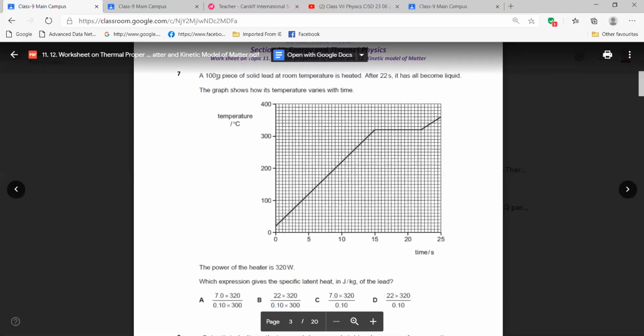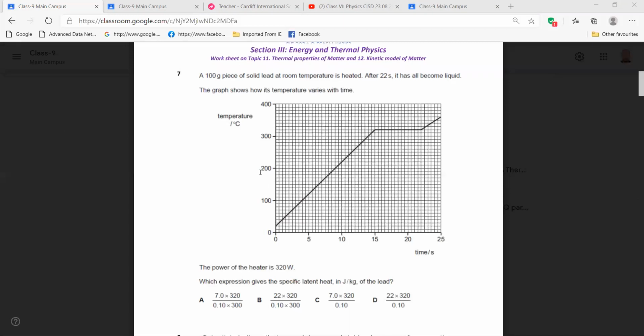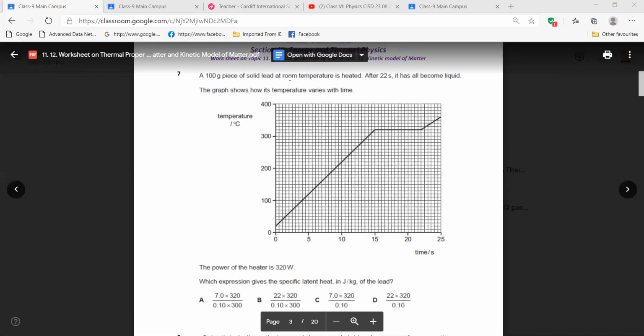Can you remember the formula of specific latent heat? No, sir, you forgot. So it is like this. They are asking about specific latent heat. Solid lead at room temperature is heated, so the solid is turning to liquid, right?